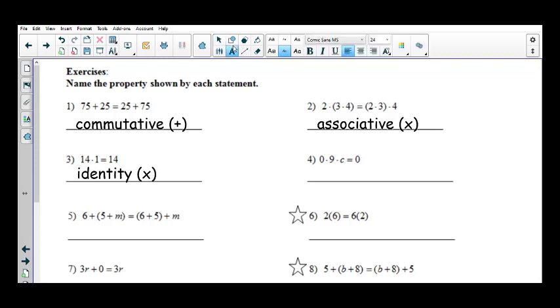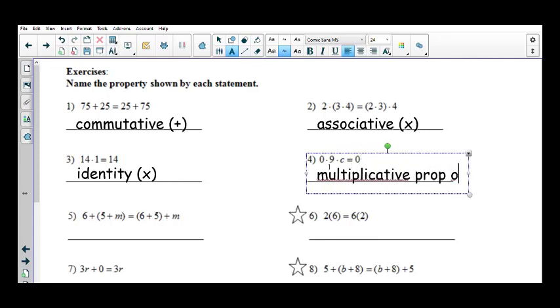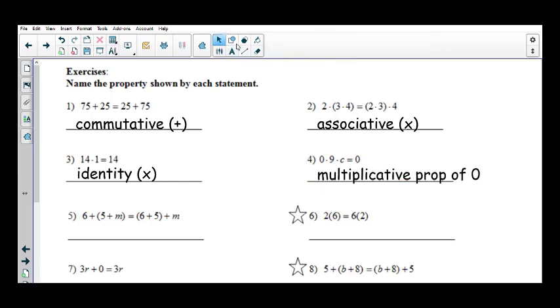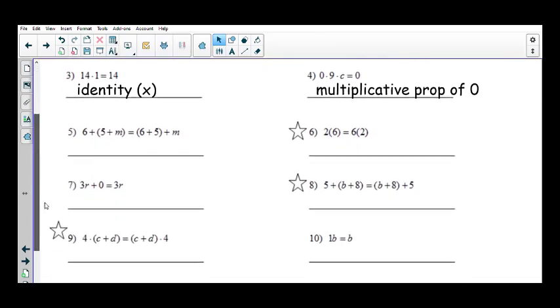Number 4, 0 times 9 times C equals 0. Well, we multiplied by 0 to get 0. That's the multiplicative property of 0. I will let you abbreviate property as prop. And if you want to use the number 0 instead of writing out 0, that's fine. Practice writing out multiplicative. It's just like in elementary school when you want to practice new words, you write them out.